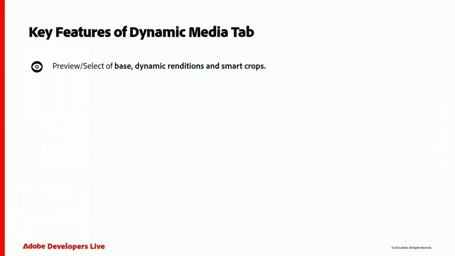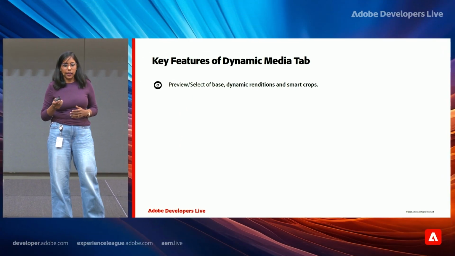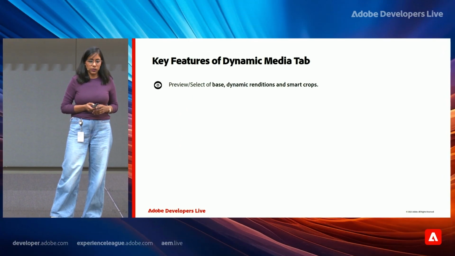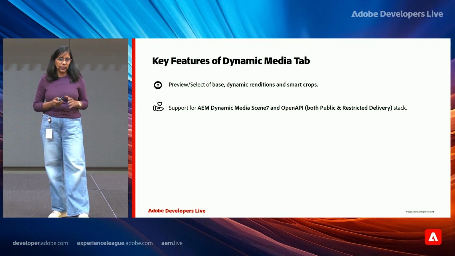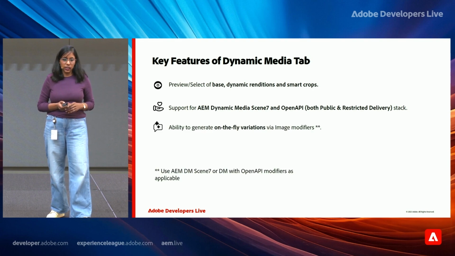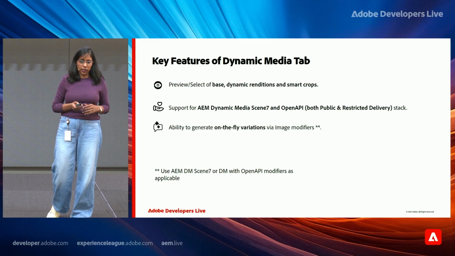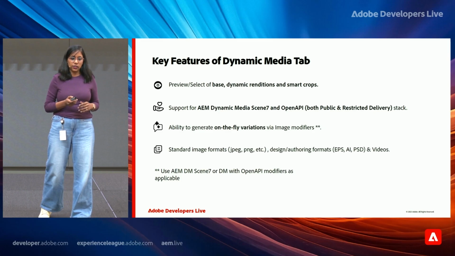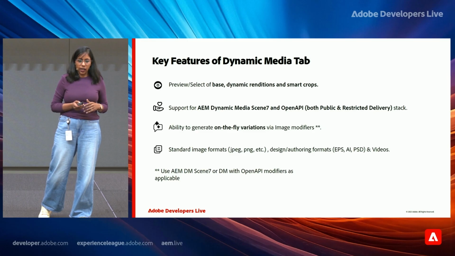some of the key features that the Dynamic Media tab provides within the Content Advisor: you get to preview and select your base Dynamic Media renditions and smart crops. The tab supports both the stacks, the AEM Dynamic Media Scene7 and the Dynamic Media with OpenAPI stack. You get the ability to generate on-the-fly variations within no time. And it supports the standard image formats, the design authoring formats, and videos as well.